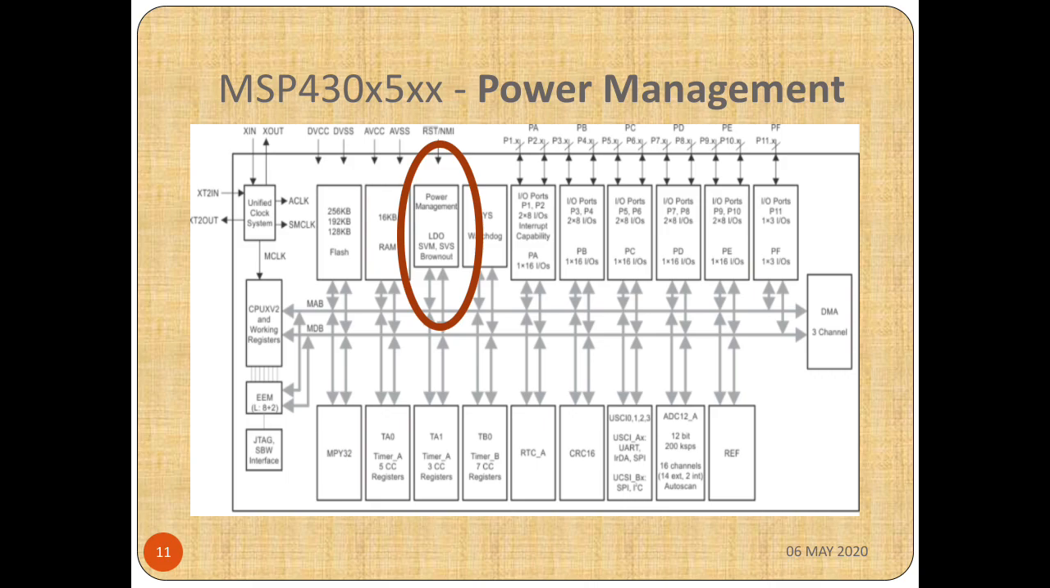And next is power management. The MSP430 family operates in different power modes. Here MSP430X 5-axis operates in 6 different low power operating modes, that is LPM0, LPM1, LPM2, LPM3, LPM4, LPM5. Like this we have 6 operating modes. The 6 different operating modes can take the voltage from 1.6 to 3.6 volts.